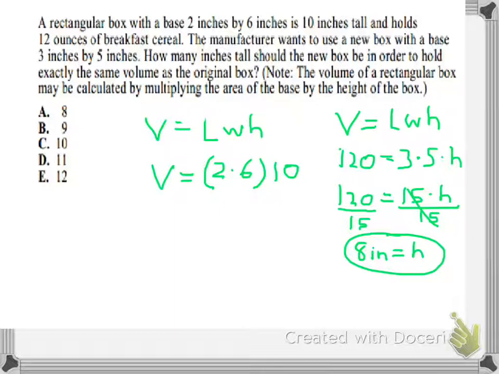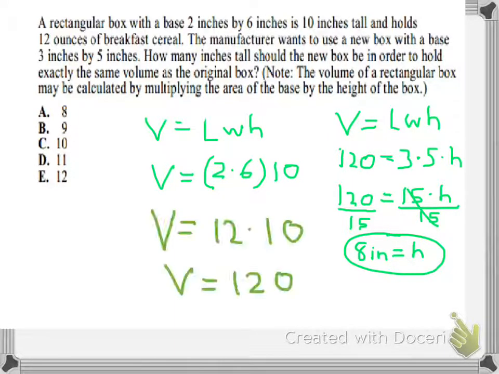So, okay, first step, right over here. Volume, we write the formula. Volume equals LWH, length times width times height. So we're finding this, the original one. Okay, so we do 2 times 6 times 10. That would give us volume equals 12 times 10, and volume equals 120 inches.